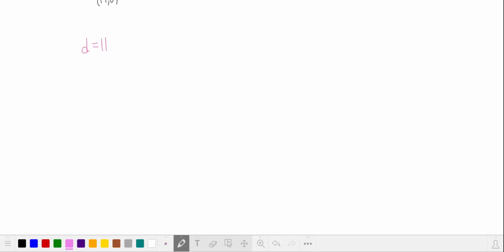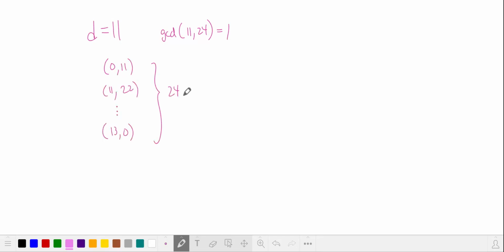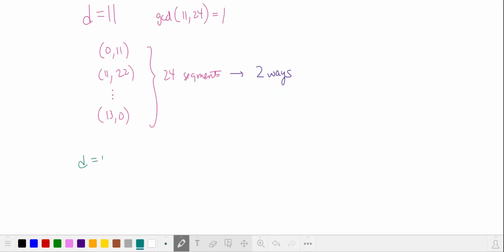When d is equal to 11, we again note that the GCD of 11 and 24 is 1, so we're going to cycle through all the vertices, generating 24 segments. There are 2 ways to choose 12 segments that alternate in this list. Our last one is d equals 12.